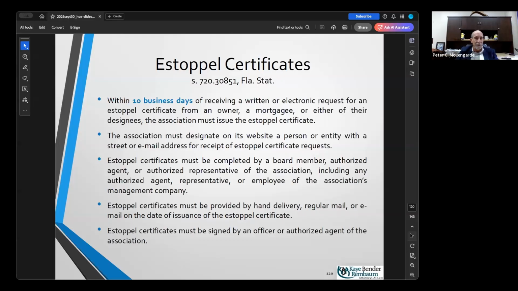You must designate on your website a person or entity with a street or email address for receipt of these requests. An estoppel certificate must be completed by a board member, authorized agent, or authorized representative of the association, including any authorized agent, representative, or employee of your management company. Estoppel certificates must be provided by hand delivery, regular mail, or email on the date of issuance. Interestingly enough, not by facsimile. So they must be issued by hand delivery, regular mail, or email. They must be signed by an officer or authorized agent of the association.